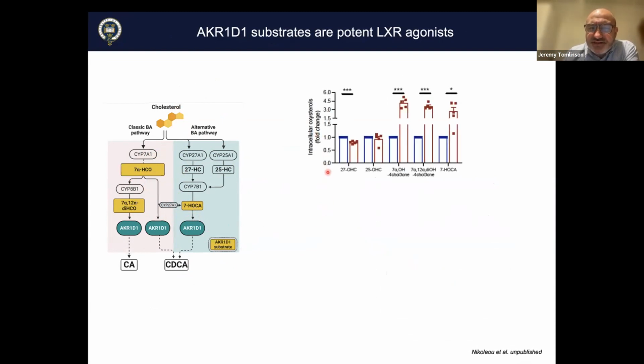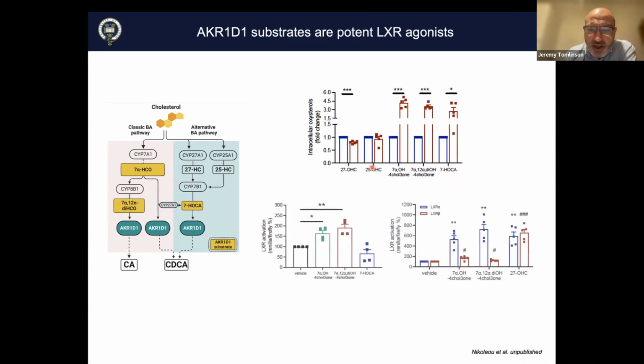And when Nick looked at this, work that he did in combination with Carolyn Cummings over in Toronto, when Nick looked at intracellular oxysterols in our AKR1D1 knockdown, pretty much as you might expect, we did see elevation of both our 7-alpha, 7-alpha 12-alpha, and the 7-HOCA, exactly as you might expect from these yellow substrates over here. And again, as we've seen, we know that AKR1D1 knockdown resulted in LXR activation, but when you just apply these substrates, 7-alpha and 7-alpha 12-alpha dihydroxycholesterol were both direct activators of LXR, and you can see that here on our LXR luciferase assay.